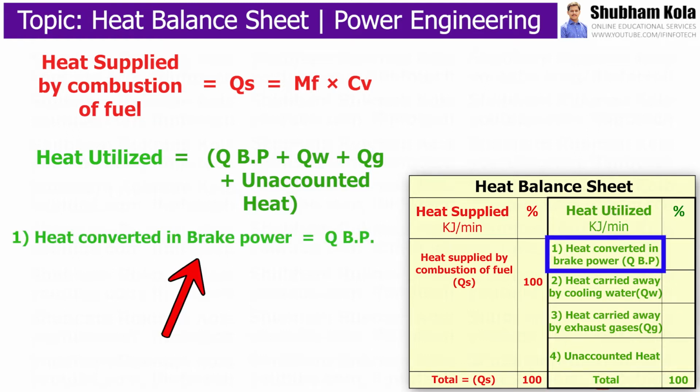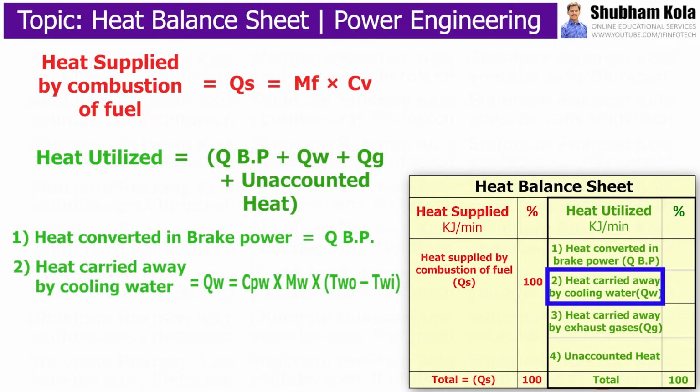So first is the heat equivalent to the brake power of the engine, that is QBP in kilowatt, kilojoule per second, or kilojoule per minute. Second is the heat carried away by cooling water, that is QW is equal to CPW into MW into TW minus TWI, where TWI is the temperature of cooling water at inlet in degrees Celsius, and TW is the temperature of cooling water at the outlet of the engine in degrees Celsius, and MW is the mass of cooling water in kg per minute or kg per second circulated through the cooling jacket, and CPW is the specific heat of water in kilojoule per kg Kelvin.